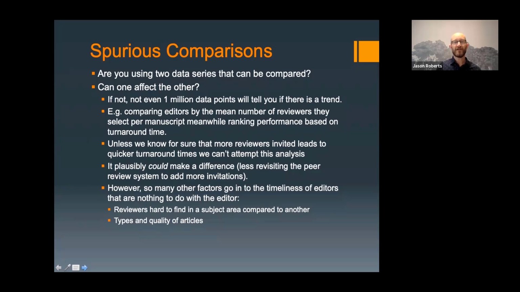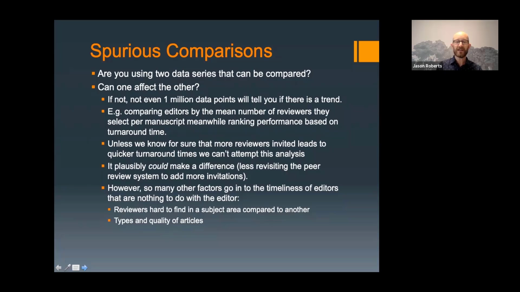So you could have an editor that seems to take a long time, and they are inviting 10 people to review a manuscript. So you could say, well, the reason why they're taking such a long time is because they're not picking the right reviewers. And so they're constantly having to go back into the system and invite more people just to secure the mandatory minimum number of reviewers. That's a perfectly legitimate inference.